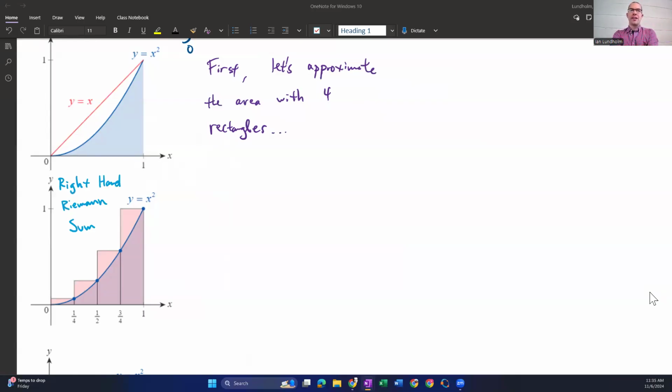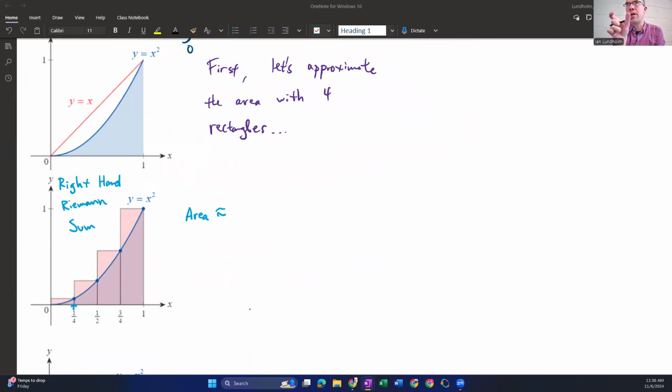And we call it right hand because we're using the right hand of each of these little intervals to determine the height of our rectangle. So if we wanted to estimate the area of this curve using a sum of rectangles, we could. We would just say that this is the approximate area, so we can put little wavy lines there. We would add up the areas of these rectangles.